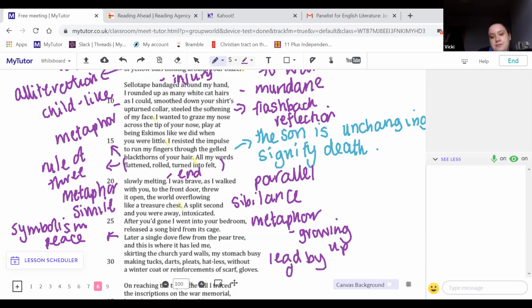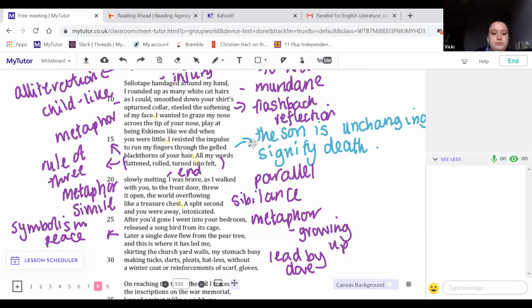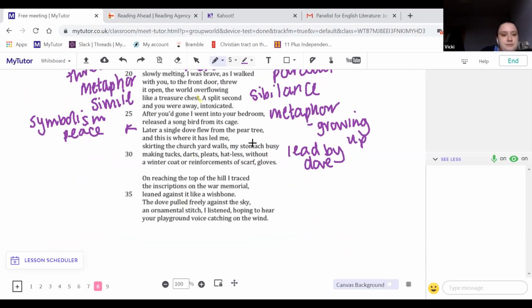So she's being led by the dove to a reference to Christianity, so where his memorial is. So to me, there seems to be still a belief. Sorry, I'm just reading what Adam sent to me. So I don't think she's lost her faith, which I find really interesting.